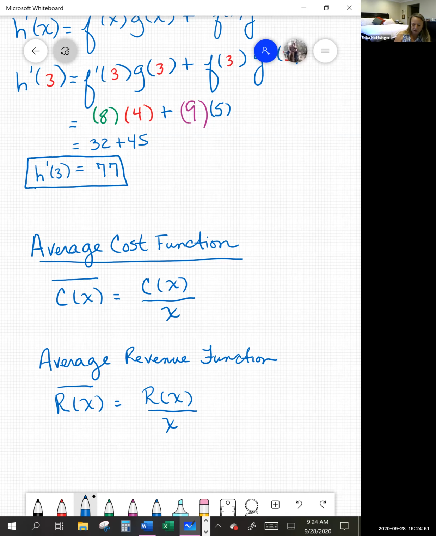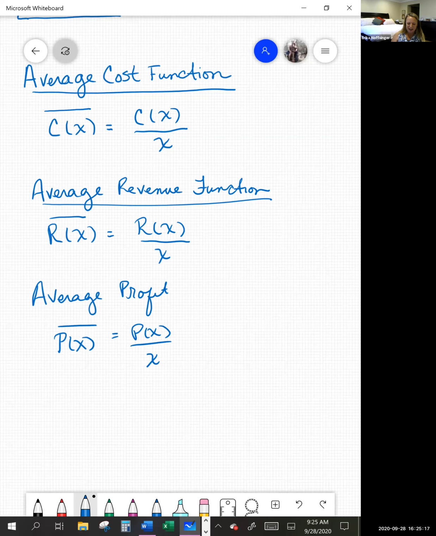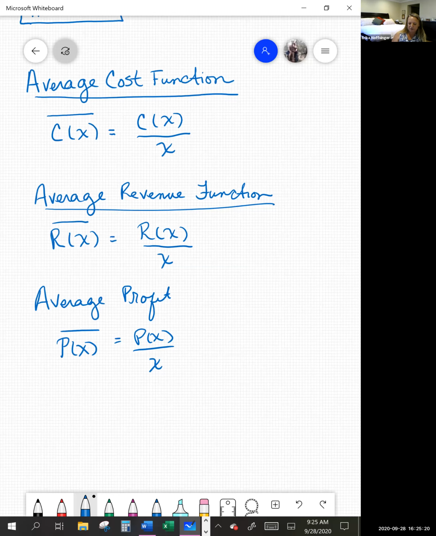And similarly, the average profit, P of X, the bar over it, this is your profit function, whatever they gave you, all divided by X. So we might want the rate of change of the average cost, or the rate of change of the average revenue, or rate of change of average profit. And that is called the marginal. So if you ever see the marginal in front of it, it's telling you to take the derivative.